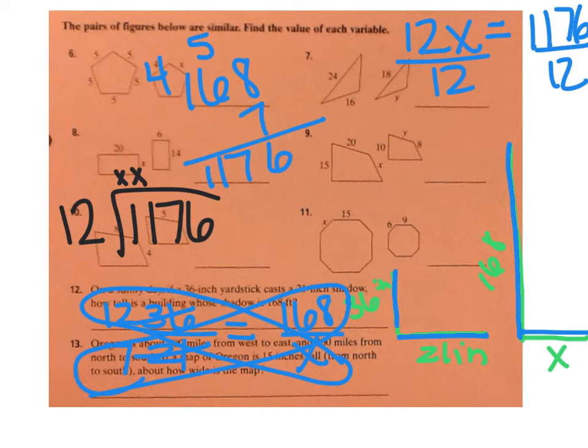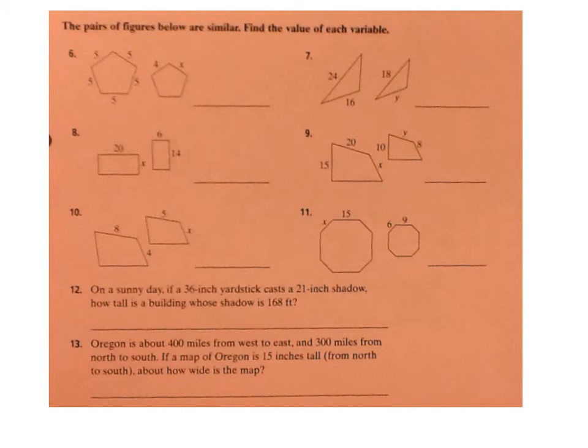So come back. I'm going to erase all of this to show you the original question. So my answer that I got was 98. The original question said, how long is the shadow for a building that's 168 feet tall? Does that make sense that the shadow is 98 feet? If you look at this one, a 36-inch yardstick, was the shadow a little less than that? Yes. So having a shadow of 98 feet for a 168-foot building makes sense.